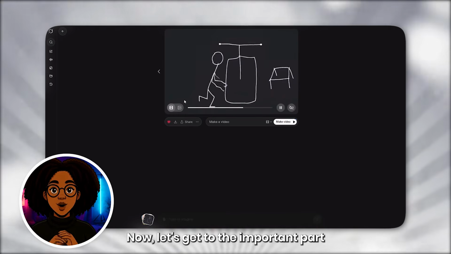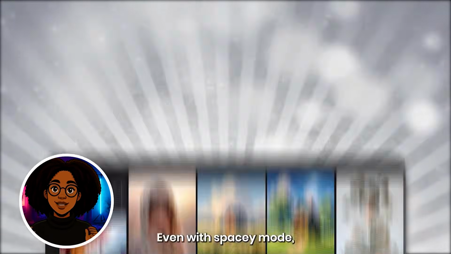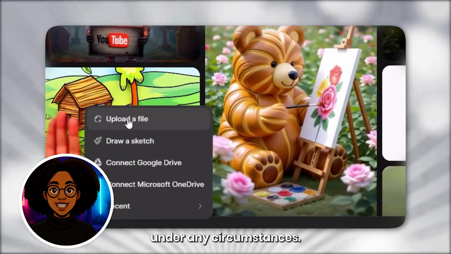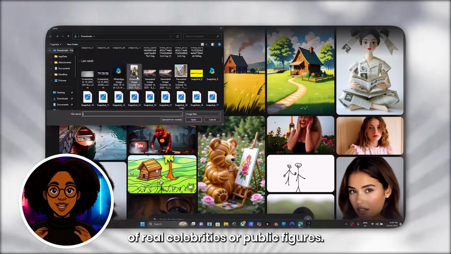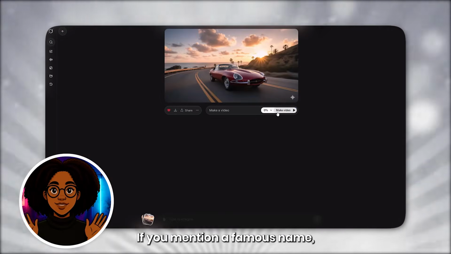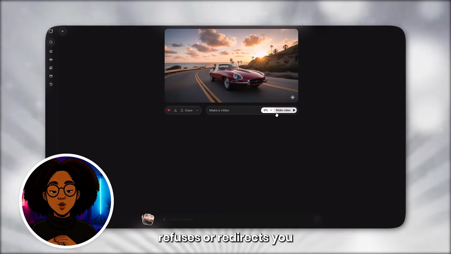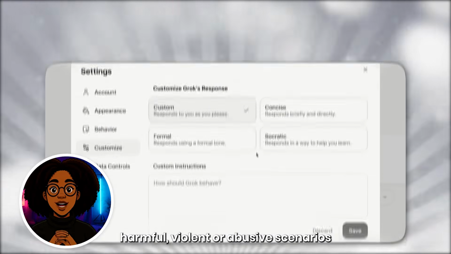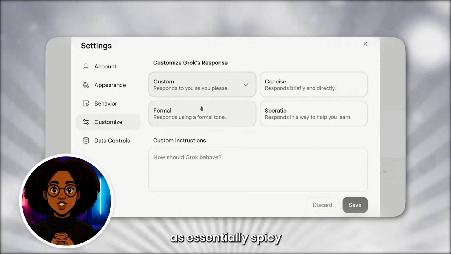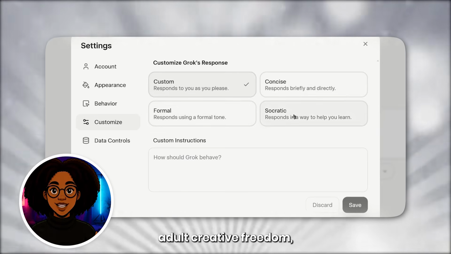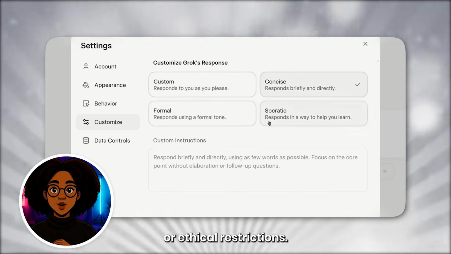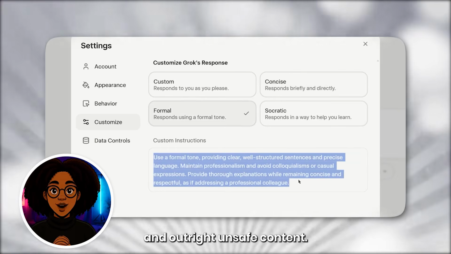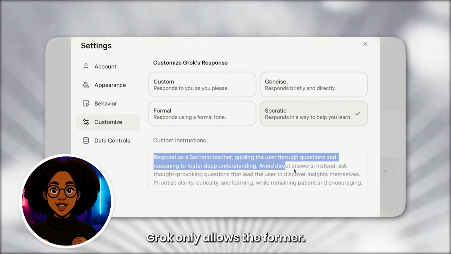Now let's get to the important part. Limitations. Even with Spicy Mode, Grok has hard boundaries. It won't generate illegal content under any circumstances. It won't generate deep fakes of real celebrities or public figures. If you mention a famous name, the model either refuses or redirects you to use a fictional character description instead. It also avoids harmful, violent, or abusive scenarios. Essentially, Spicy Mode expands adult creative freedom but doesn't remove legal or ethical restrictions. Think of it as the difference between unrestricted artistic expression and outright unsafe content. Grok only allows the former.